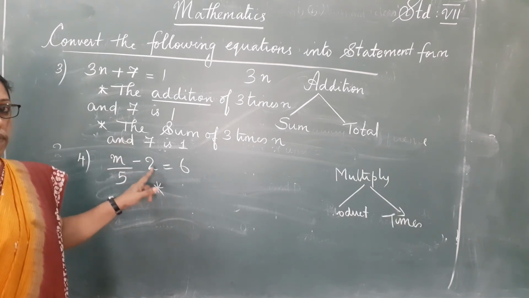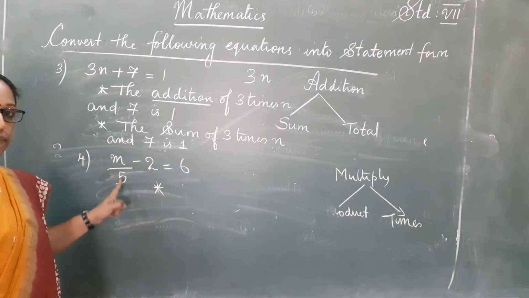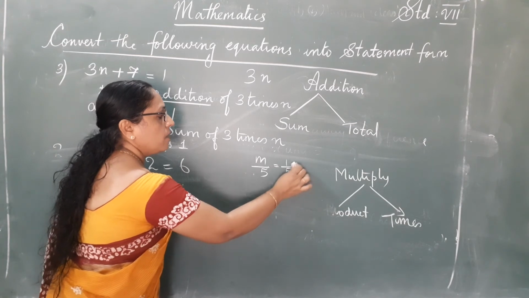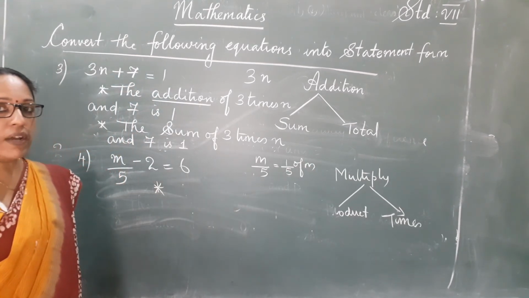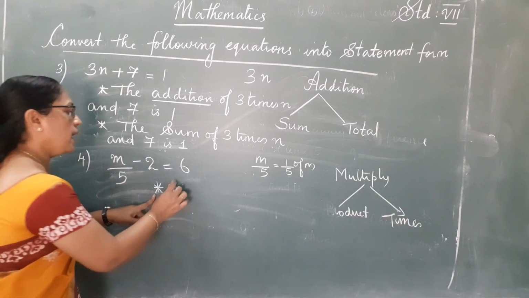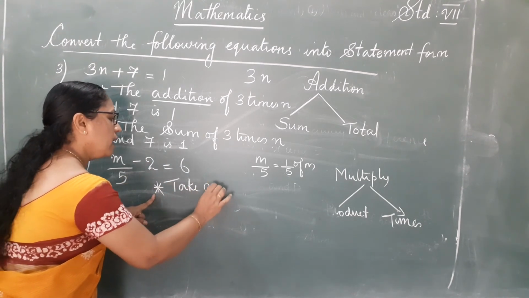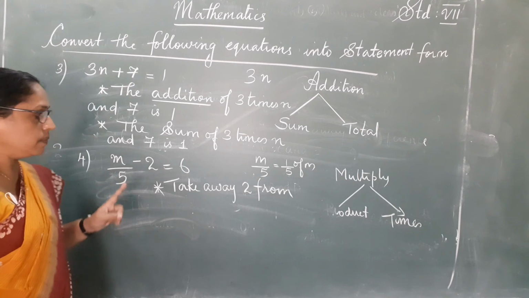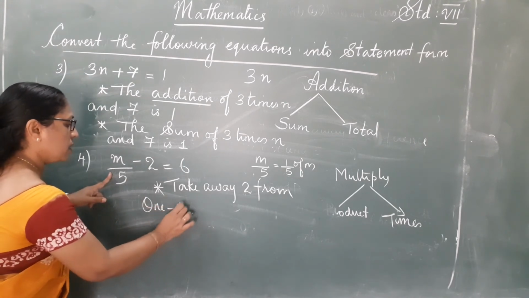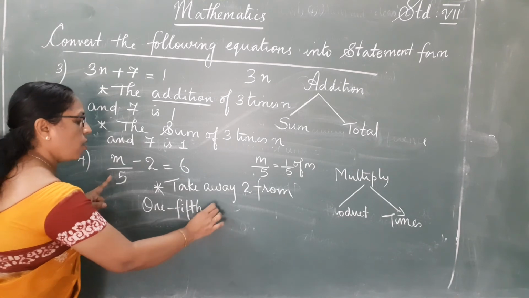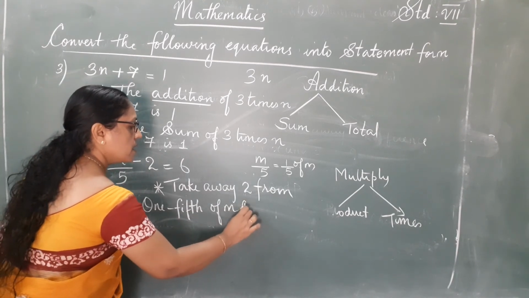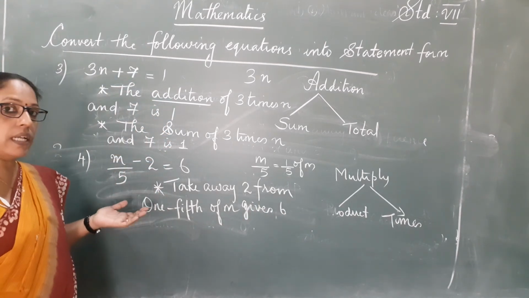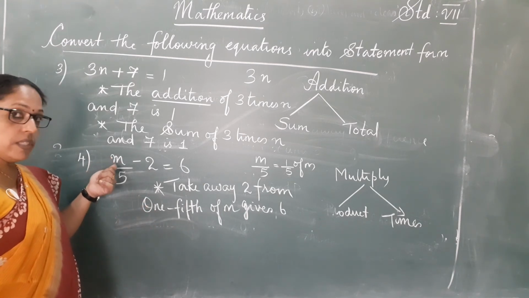2. From what? What do you call this one? What do you call m by 5? m by 5 is 1 by 5th of m. So take away 2 from 1/5 of m gives 6. Okay.